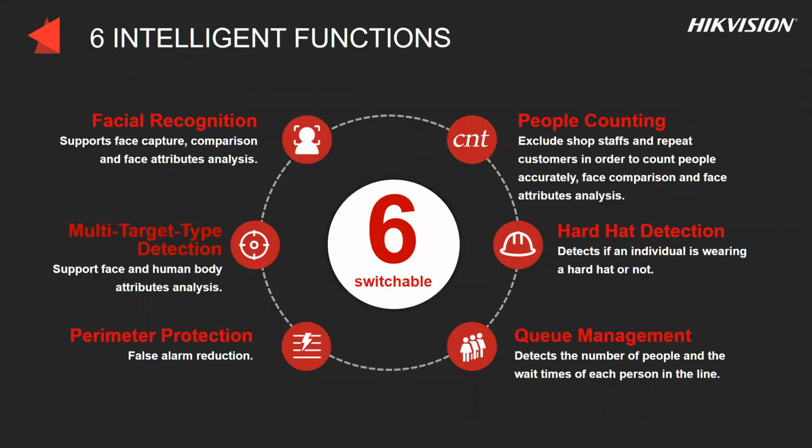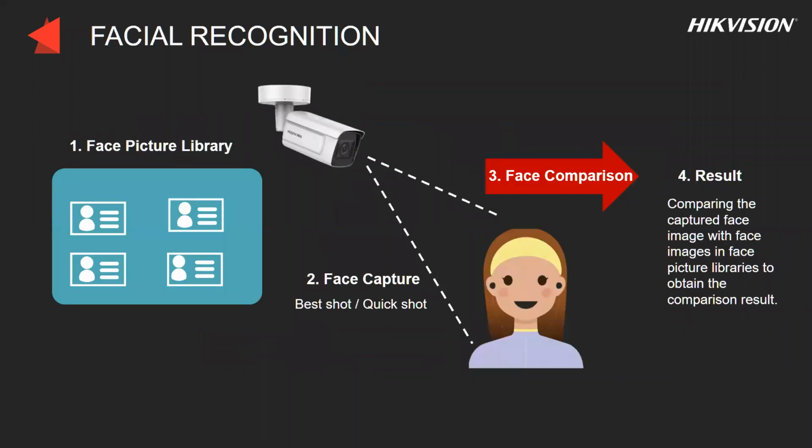The intelligent functions. Similar to the DeepinMind NVRs, DeepinView cameras have many disciplines, 6 in fact: facial recognition, people counting, hard hat detection, queue management, perimeter protection, and multi-type targeting. These are switchable, however. What this means is that you cannot use all the functions at the same time. So you need to pick whichever one suits the installation.